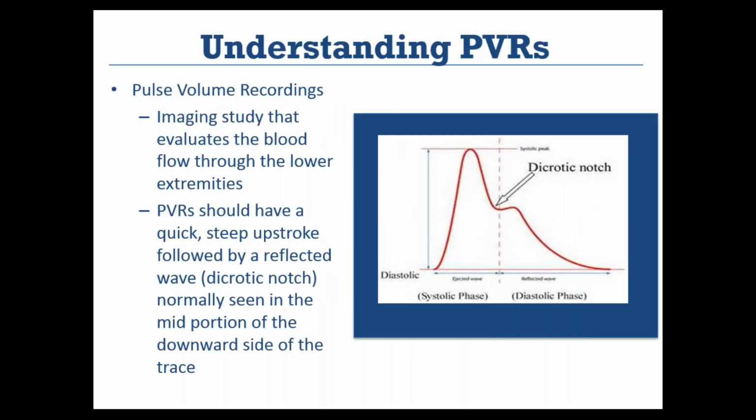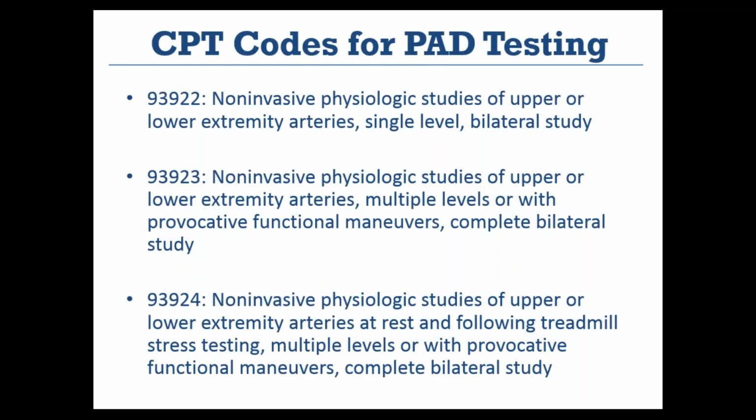So in terms of PAD testing, there are 3 common CPT codes. The first is 93922. This is a limited arterial study. It's basically just cuffs, pressure at the arms and the ankles, and then waveforms at the ankles.